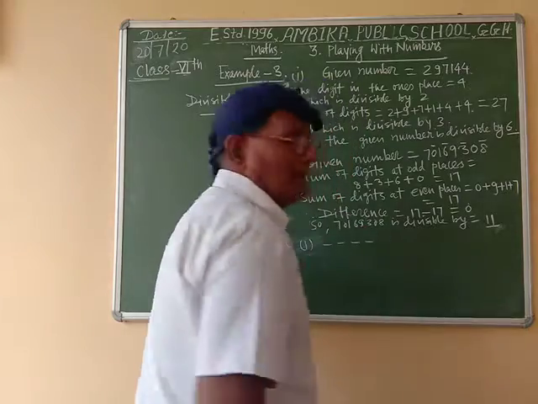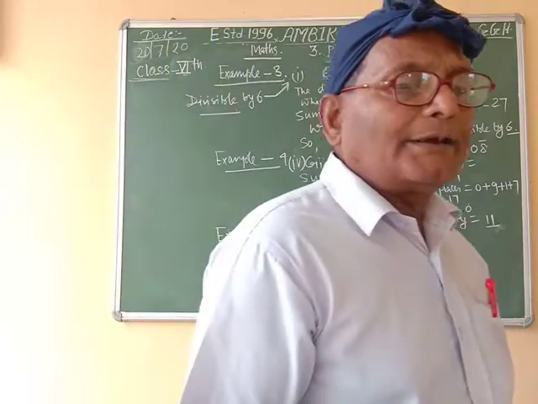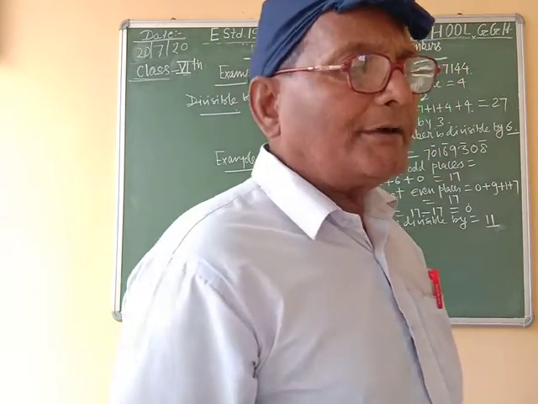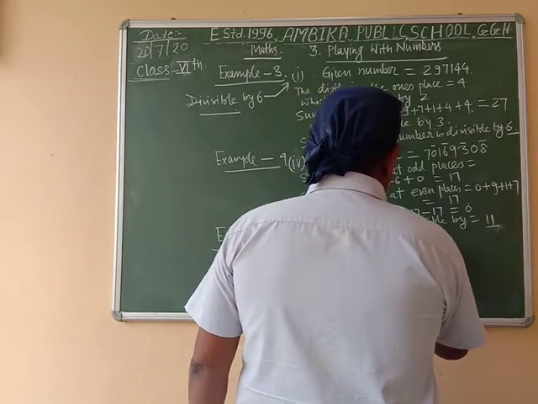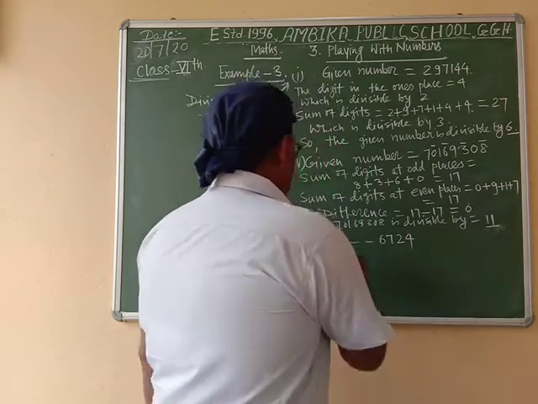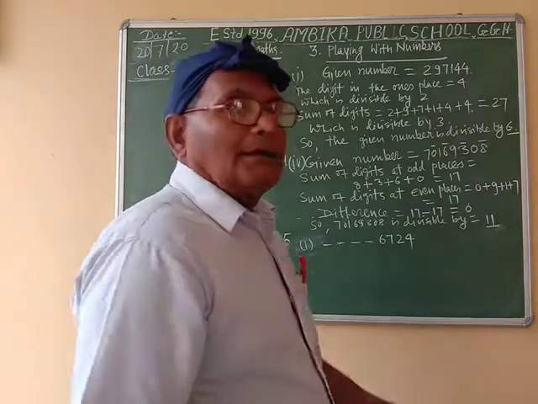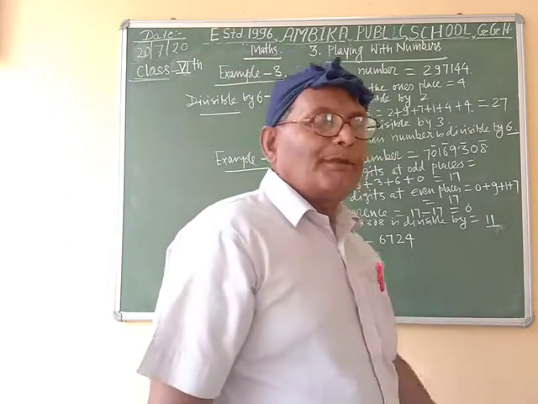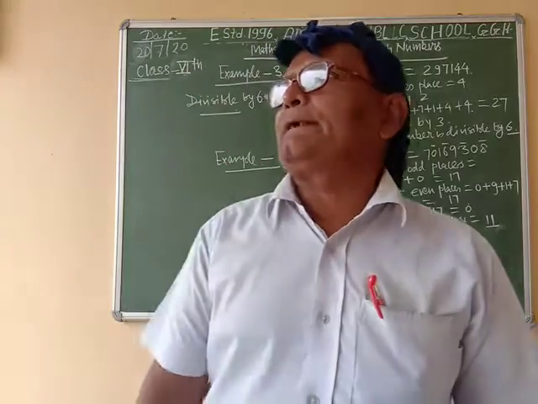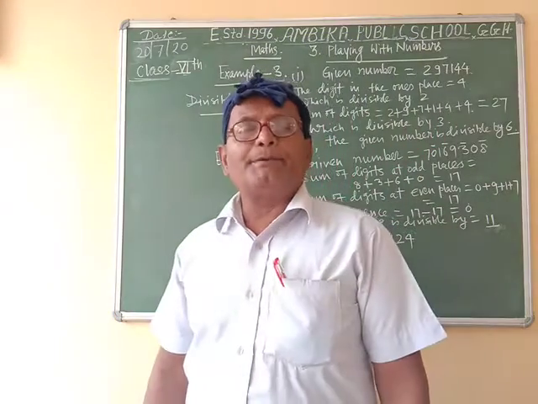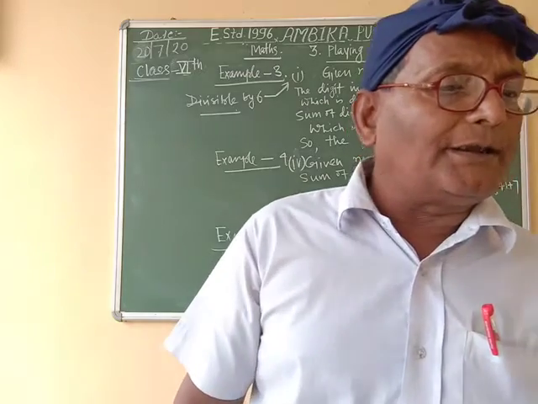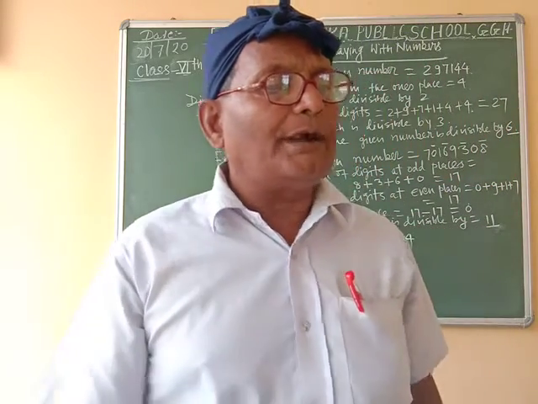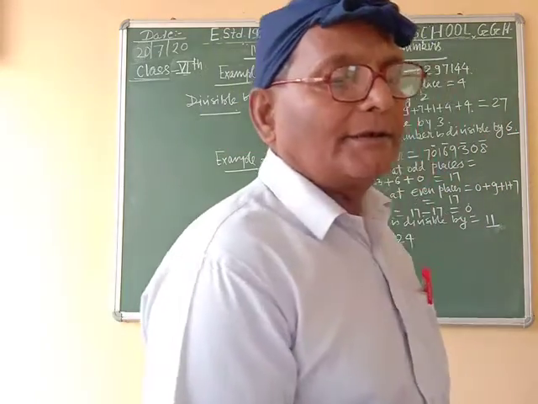Blank space and the number is 6724. Here we have learnt in the previous class that a number is divisible by 3 if the sum of its digits is divisible by 3. So first of all we find the sum of all given digits.